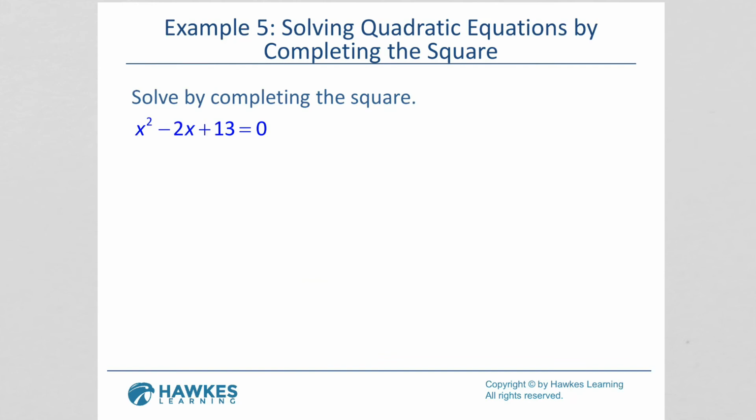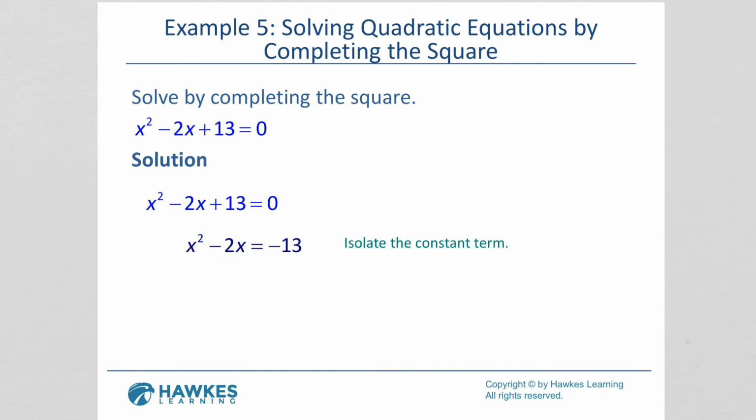Example 5, solve by completing the square: x squared minus 2x plus 13 equals 0. Our leading coefficient is already 1, so we can skip step 1. We do need to isolate the constant term by subtracting 13 from both sides. That gives us x squared minus 2x equals -13.